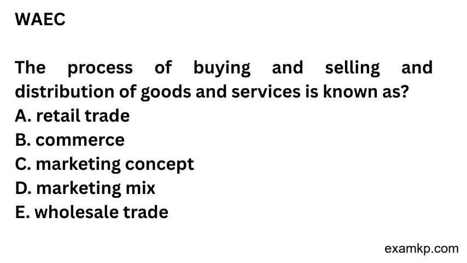Now, let's look at our options. Option A, retail trade, and option E, wholesale trade. Well, those are just parts of trade, right? They don't cover the whole picture, especially not distribution and all the aids. Option C and D are marketing terms, so we can eliminate those. That leaves us with only one option that covers the entire process. Option B, commerce. So the correct answer is B.